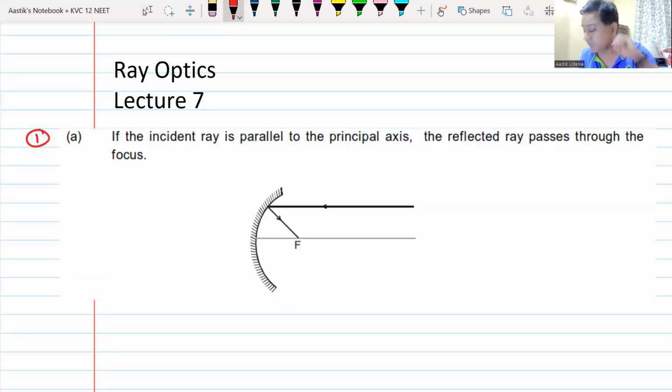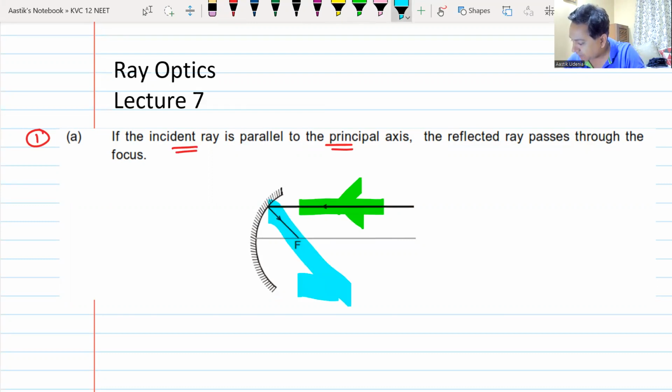The first rule everyone knows: if the incident ray is parallel to the principal axis, the reflected ray, if I just draw, this is the green ray, which is the incident ray. It is parallel to the principal axis. The blue ray is the reflected ray. A ray which is parallel to the principal axis after reflection will pass through the focus. We all remember this? We all understand this? Yes or no? It is as simple as this. This is the case of a concave mirror.